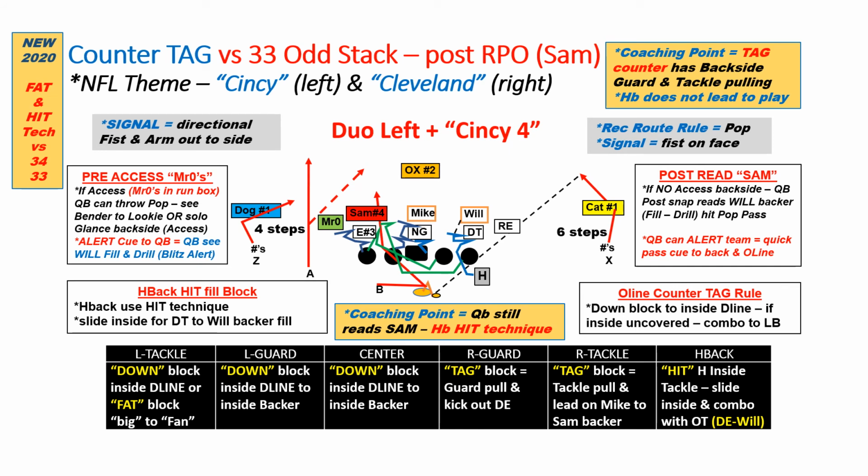You can see one key point here versus stack. You can go ahead and have the left guard, the play side guard and center combo to the Mike, since he's stacked behind and the Will is so far back. This is where we use then the combination of the hit technique with our H on the back side. He'll slide inside, look to double team with the tackle on that defensive tackle. If the defensive tackle goes outside, the H then can continue and get the Will, filling inside out. So again, we combine the fat and the hit technique versus a 33 odd stack.